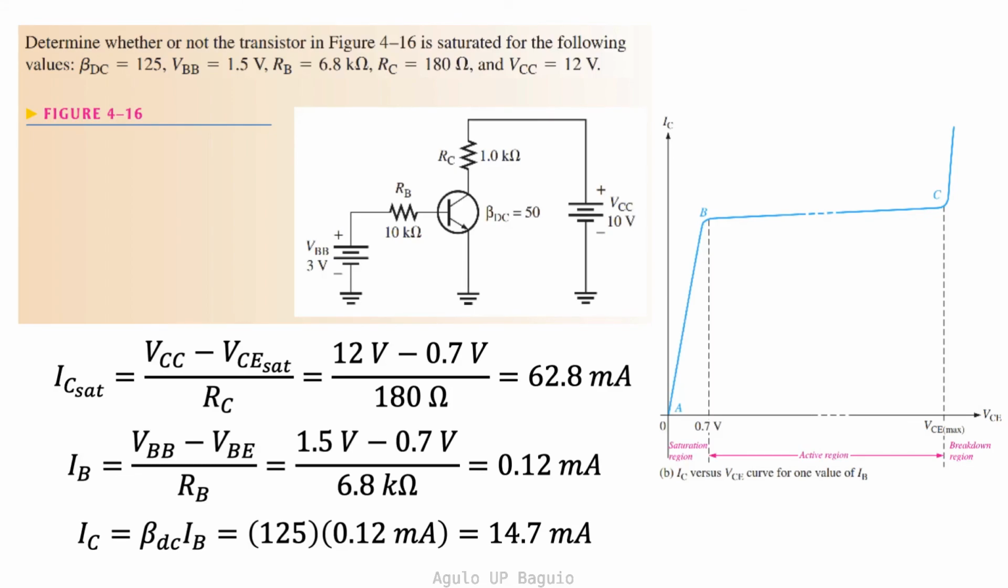Now let's solve for IB. IB is just VBB minus VBE divided by RB. Since VBB is equal to 1.5 volts and RB is equal to 6.8 kiloohms, we get IB to be equal to 0.12 milliamperes. Multiplying IB by DC beta of 125, we get IC equals 14.7 milliamperes. Now 14.7 milliamperes is a small value compared to 62.8 milliamperes. Therefore, this circuit is not in saturation and is in the active region.